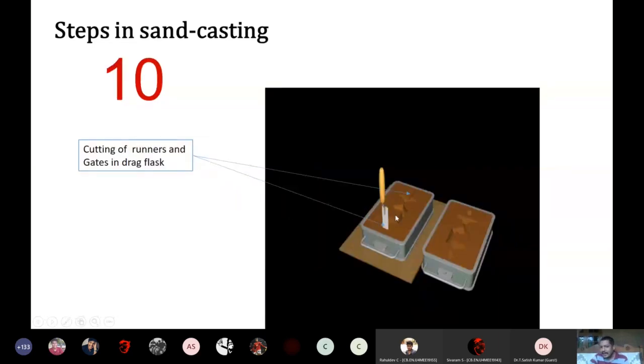Now in the next step, you can see I am cutting the runner and the gates in the mold flask. Basically, this will be done only in the drag box. In the cope, I will not do anything. Please note that runner or gates will be cut only in the drag box. The open riser will normally exist in the cope box, whereas gates and so on will come only in this drag box.